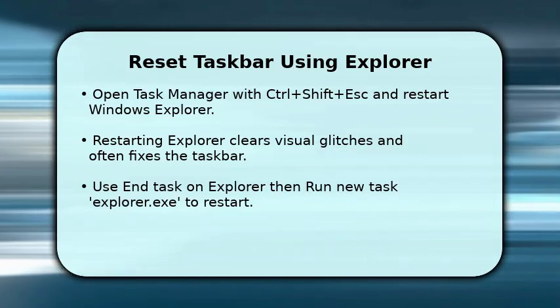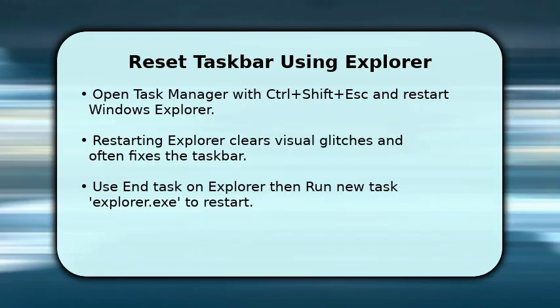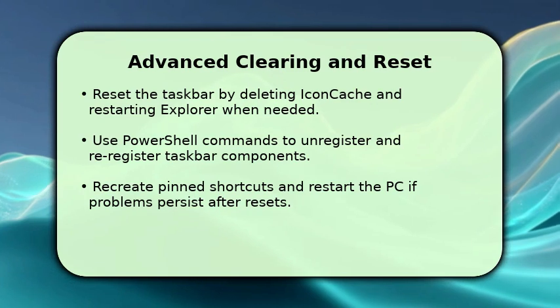Observe the taskbar as it reloads and restores icons and pinned items. This method clears most visual glitches quickly and safely. If restarting Explorer does not help, clear icon cache and related caches from app data to remove stale icons.